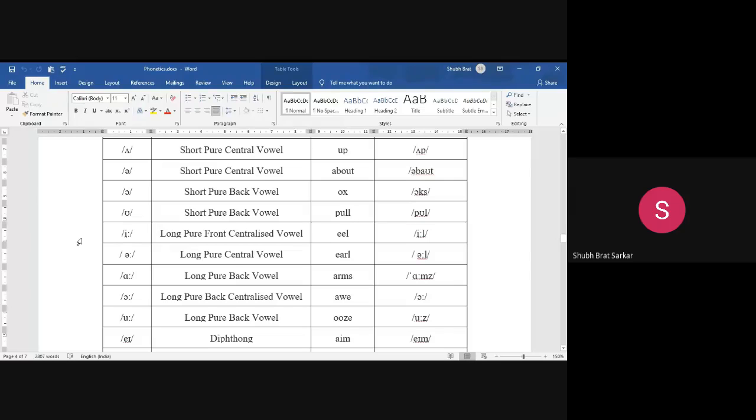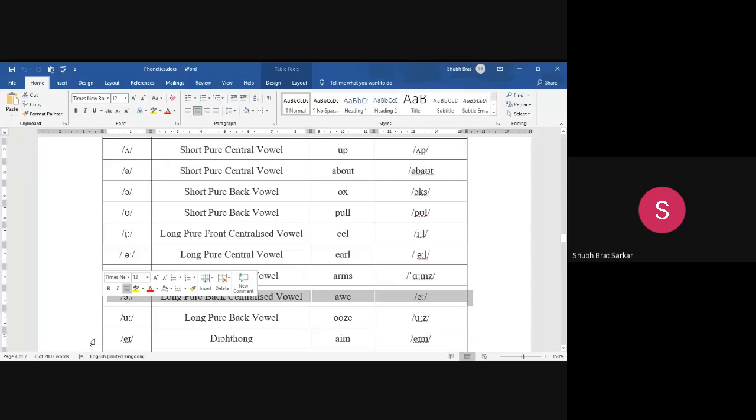First one, E, is a long, pure, front centralized vowel, as in word like eel, transcribed as a combination of 2 phonemes, E, L. The second long vowel is a long, pure central vowel, as in word like earl, having 2 sounds, 2 phonemes, and L. Third long vowel is defined as long, pure back vowel, as in word like arms, that is produced with the help of 3 phonemes, a, m, z. So arms.